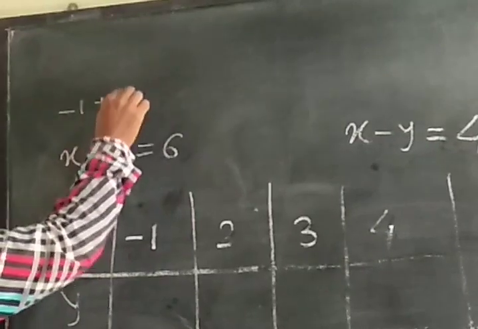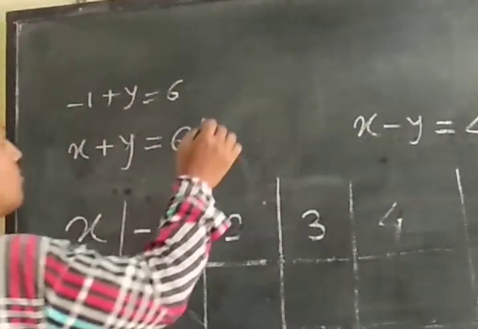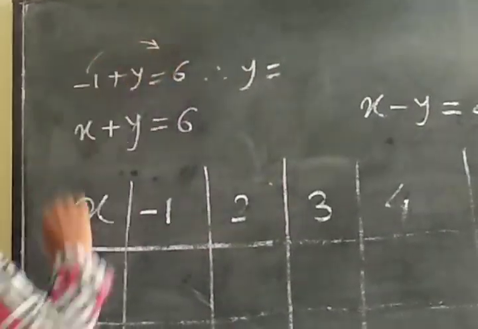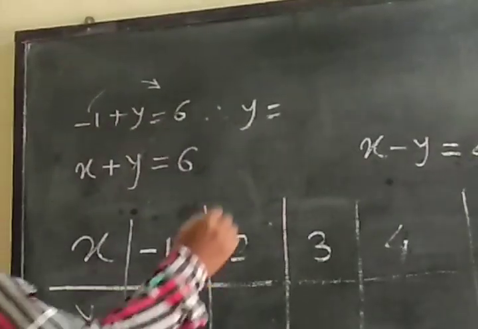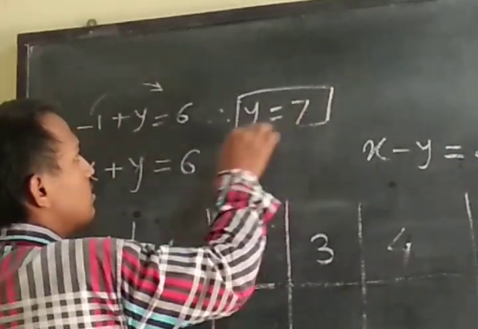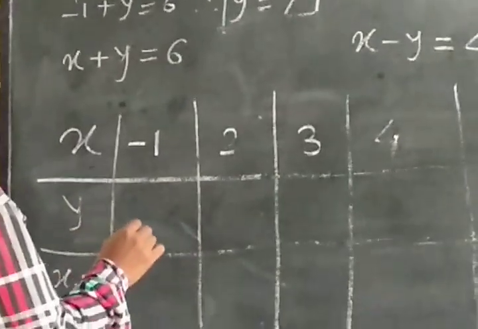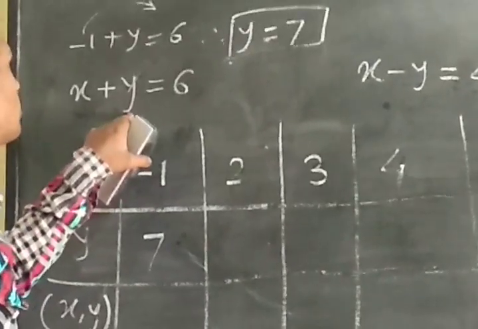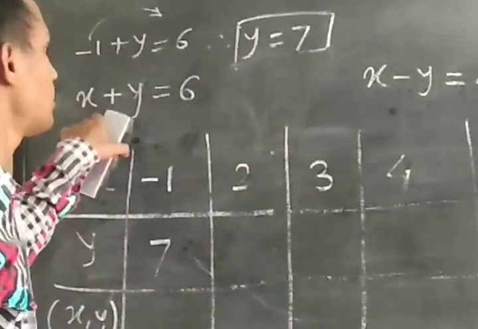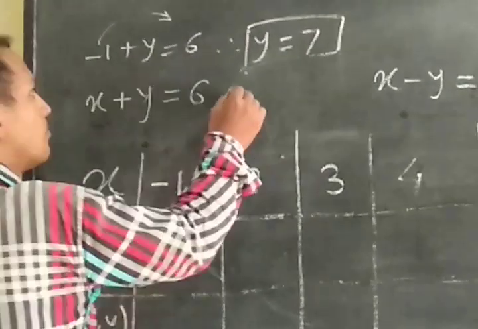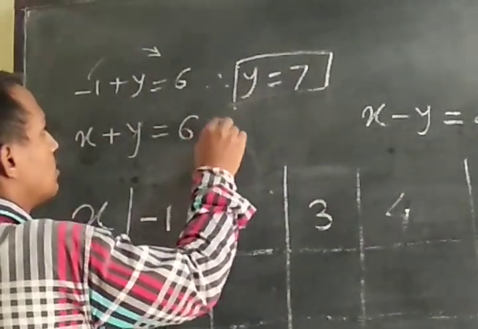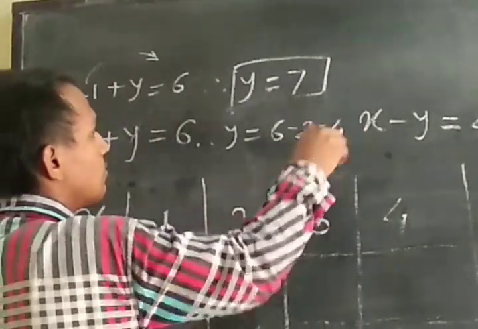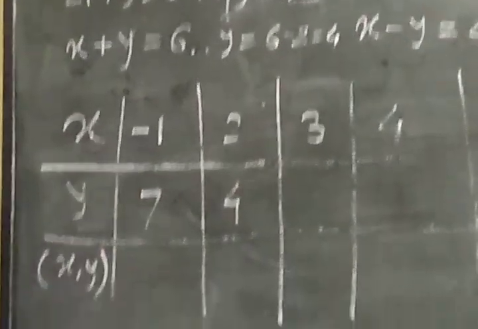Minus 1 plus y is equal to 6. Therefore y is equal to 6, and this minus 1 shifts there to form plus 1, so 6 plus 1 is equal to 7. So for x is equal to minus 1, y is equal to 7. Similarly, for x is equal to 2, what value of y will we get? For x is equal to 2, y is equal to 6 minus 2, that is 4.